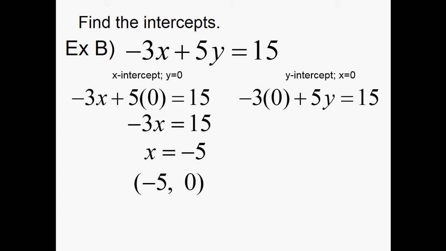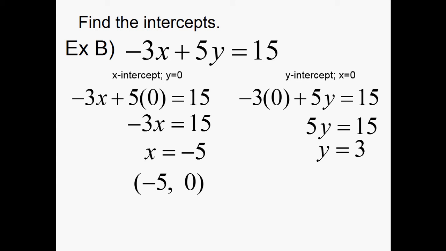All right, -3 times 0. Again, anything multiplied by 0, we can just go ahead and get rid of that. So we now have 5y equals 15. And again, your two ways are show your division or do your mental multiplication. So my y value should be 3.